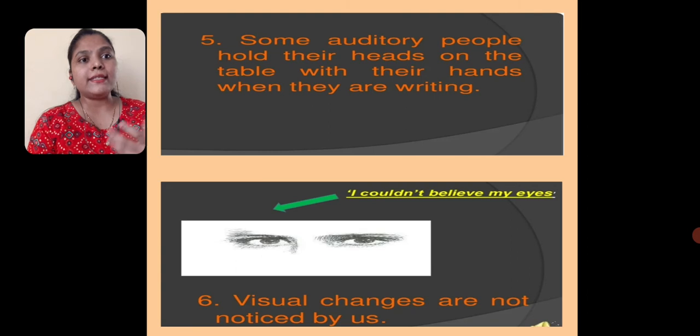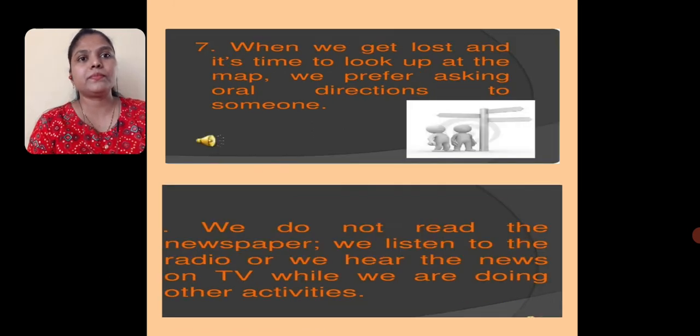Then next, visual changes are noticed by them, meaning they couldn't believe when listening or talking, their eyes are moving, or they give any special expressions at that time. The seventh one is when they get lost and it's time to look up at the map, they prefer asking someone for oral directions rather than going with Google Maps or a map drawn on paper. Then next, they do not read the newspaper. They like to listen to the radio, news on TV, while doing their activities.